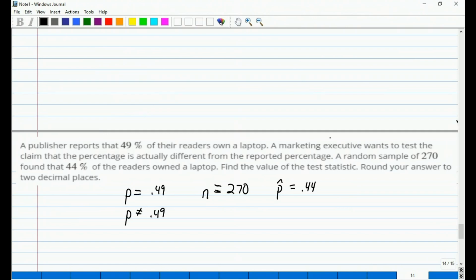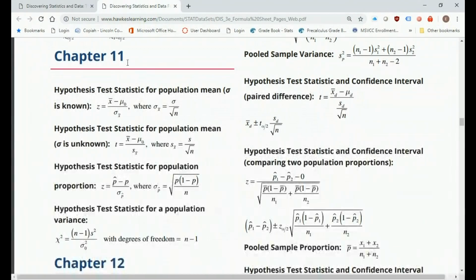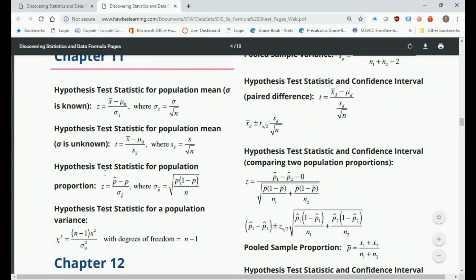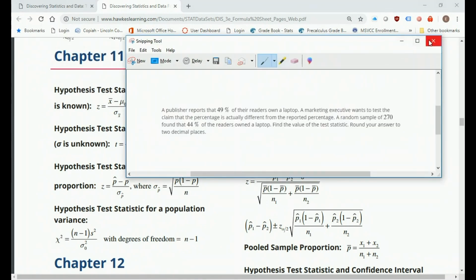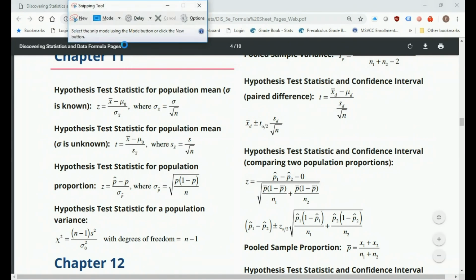Find the test statistic. All right, so now I have to find the right formula. So I'll go to my formula sheet. Look at this. Test statistic for population proportion. There we are. So z equals p hat minus p divided by sigma sub p hat. And remember, sigma sub p hat is the square root of p times 1 minus p divided by n. All right, so let's see, I'll just copy that down so that I won't mess it up.